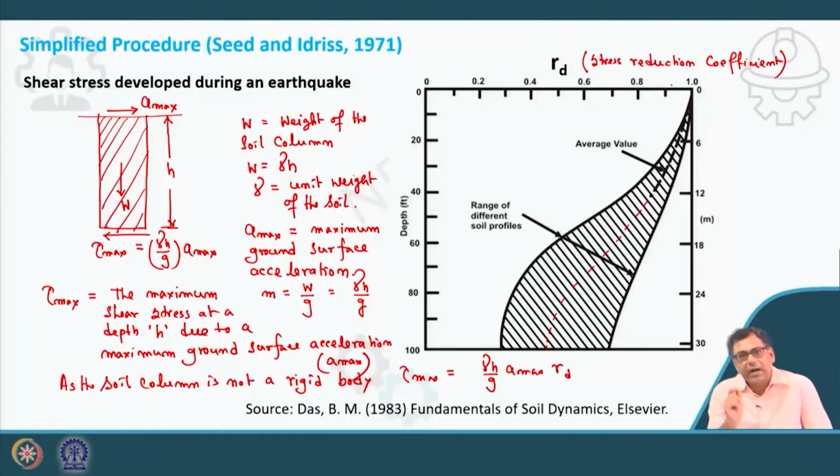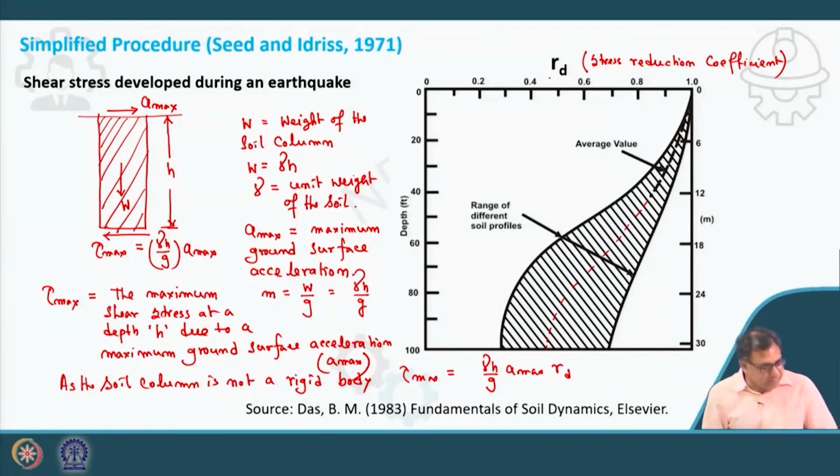I have discussed why we should apply RD. Up to a depth of 3 or 4 meters there is no effect; RD is equal to 1. After that, RD starts reducing as depth increases, and the average value can reach 0.45 or 0.5. That means the stress can be reduced by 50% at a depth of around 30 meters. So that's why we have to consider this RD.